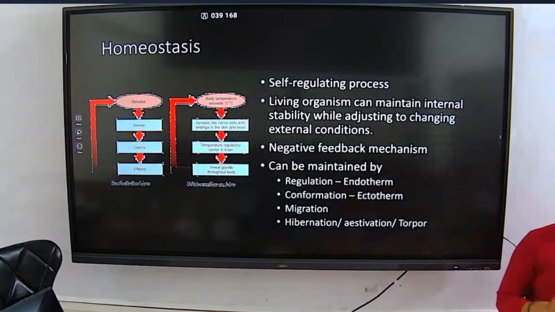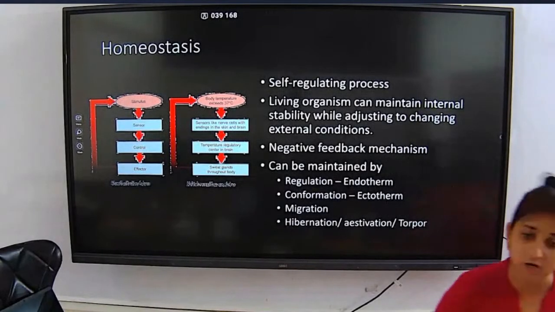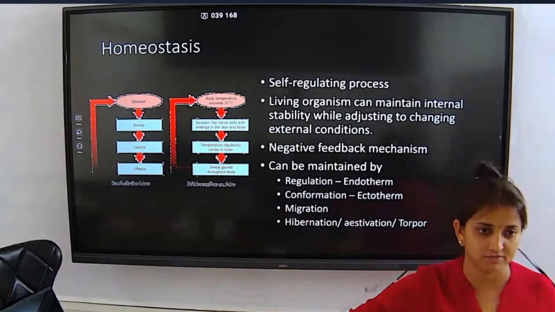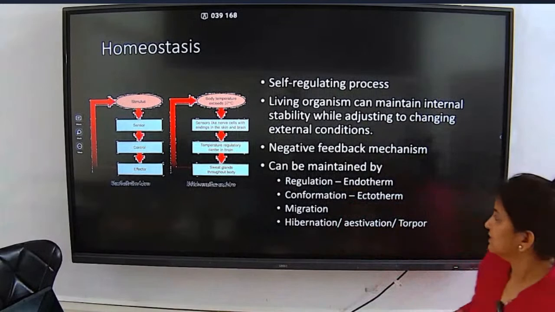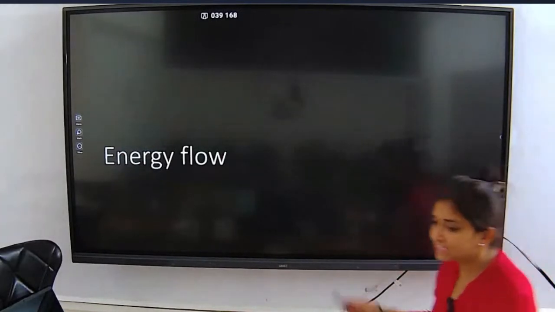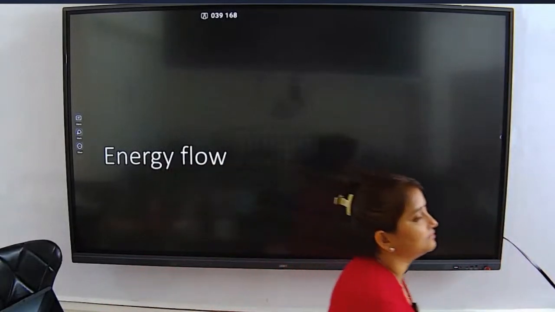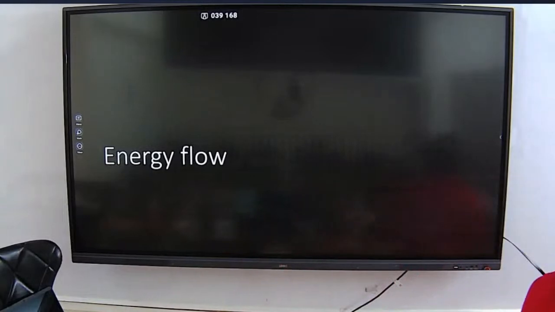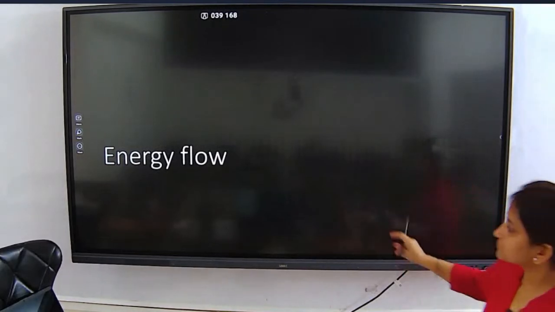This is basically controlling their metabolism. They reduce the speed of their metabolism such that they do not require food for a very long period of time. This is also a self-regulating process, right? So this was another function of our ecosystem. Next function is that of energy flow. Energy flow is where we will be reading about food chain, trophic level, food web, about who is the predator, who is the prey.